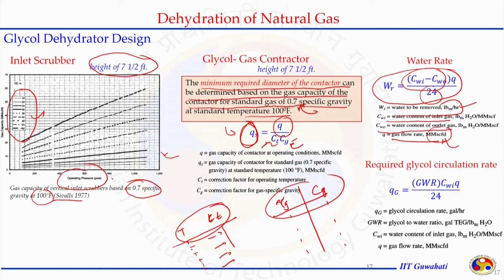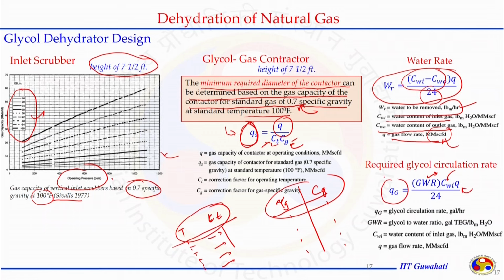And to remove that water, how much the glycol circulation rate should be, we can calculate knowing the GWR. If we multiply GWR with the Cwi, the initial water content of the wet gas, multiplied by the gas flow rate, we can get the glycol circulation rate to achieve the water content required in the dry gas or desired dew point depression.